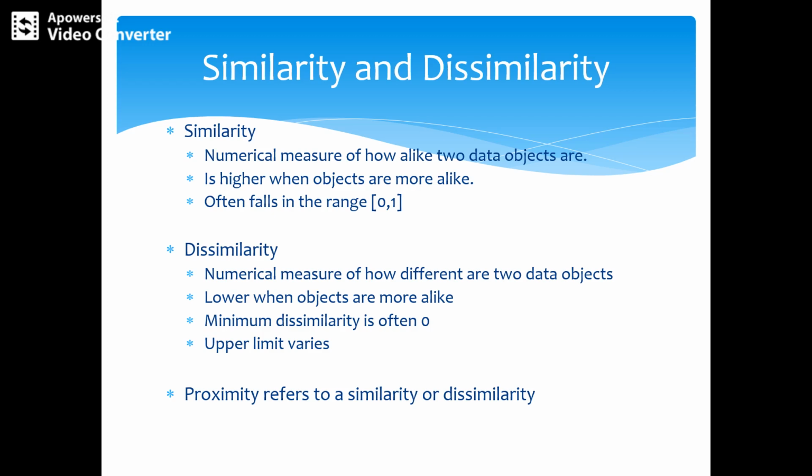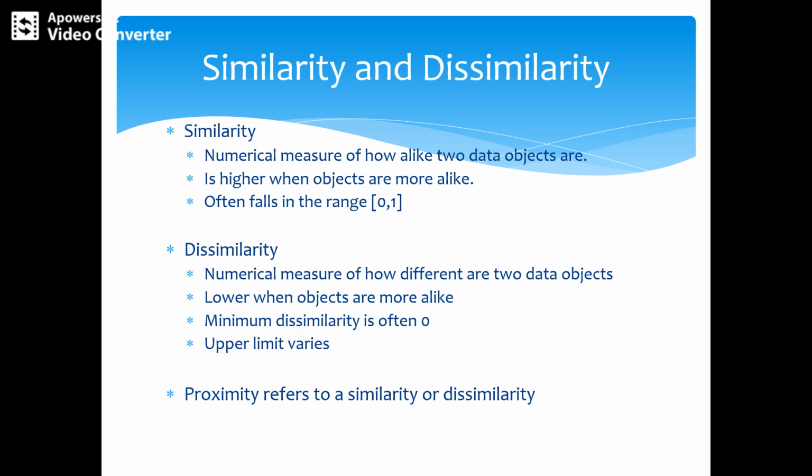So we begin the discussion with the high level definitions of similarity and dissimilarity. Similarity is a numerical measure of how alike two data objects are. Similarity is higher when objects are more alike. Similarity often falls in the range 0 to 1. And dissimilarity is a numerical measure of how different two data objects are.